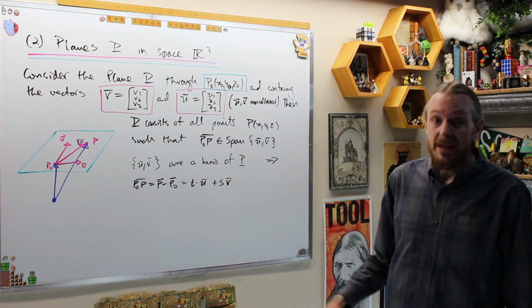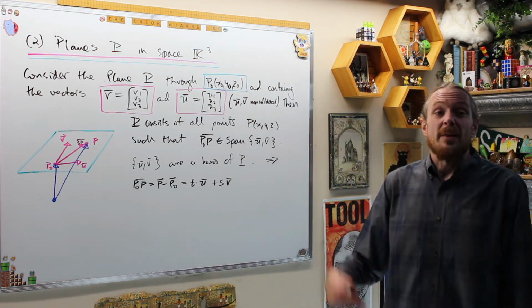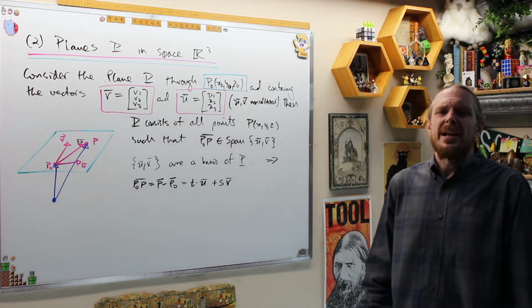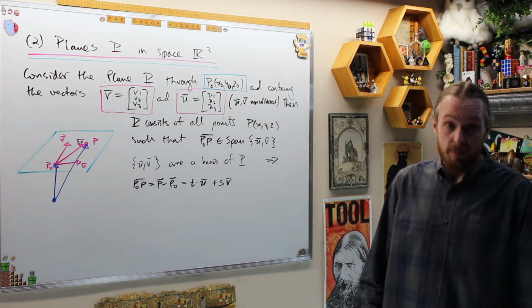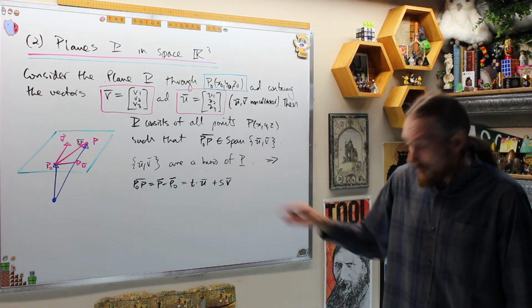This will be the first one. This will be the parametric avatar. Then we're going to have the normal form, and then basically moving everything to one side is going to be called the general form of a plane. Let's do the parametric form.